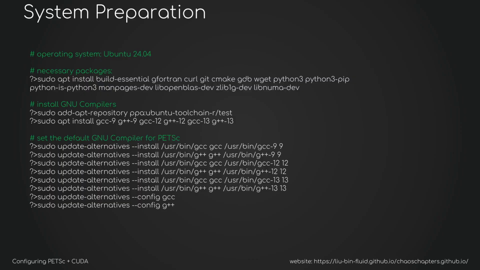Firstly, let's look at how to prepare our operating systems before installing PETSc with CUDA toolkit. As usual, we assume you are using the Ubuntu 24.04 operating system. There are a number of packages you need to install on Ubuntu before installing PETSc. For instance, build-essential, Fortran, Git, Python, OpenBLAS, libnuma, and so on. After installing these packages, you are also suggested to install multiple versions of GNU compilers if you have to work on some legacy codes and C++ projects.